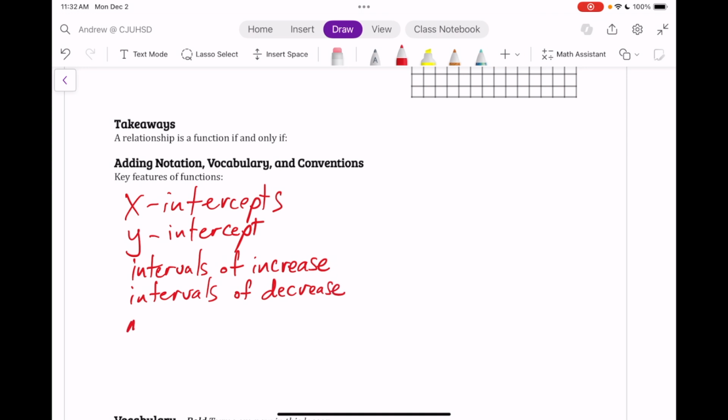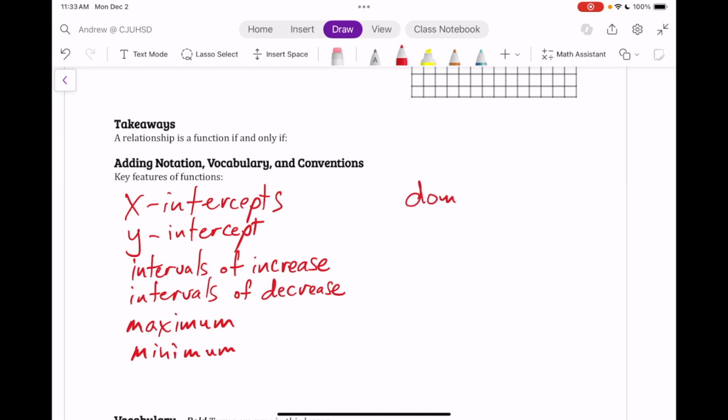Functions have maximums, or a maximum, and a minimum. Now that would refer to the y value, the biggest or the smallest y value on the graph. In our case, when the pool was full, that was its maximum. When the pool was empty, that was its minimum. Okay, we have a few other terms.